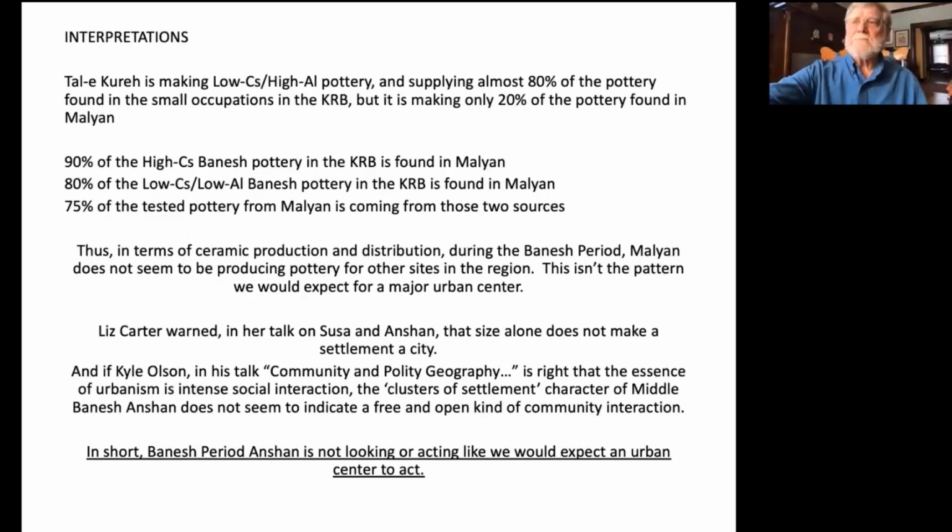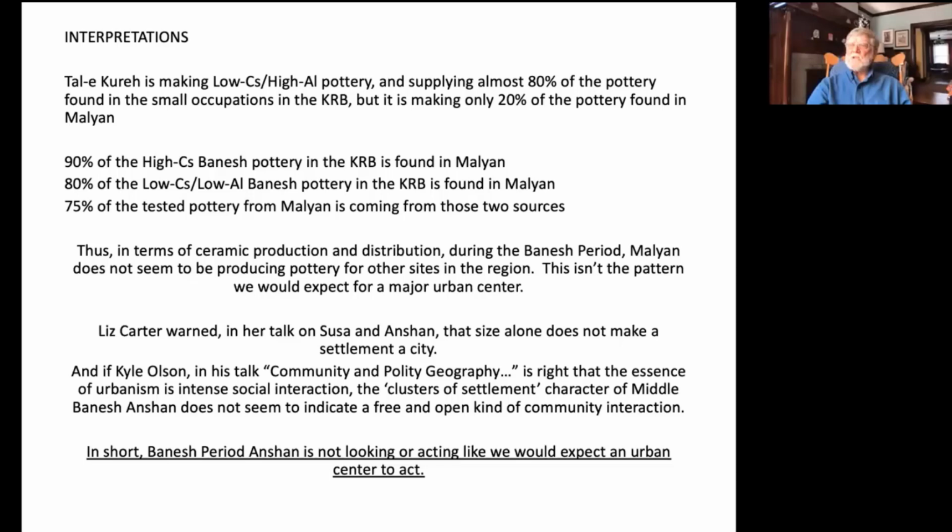So here are the interpretations. Tol-e Malian is, and some of the percentages. The focus here is that this is not the pattern we would expect for a major urban center. So Liz Carter said in her talk on Ancient Anshan, size alone does not make a settlement a city. Banesh era Malian is big, but it's not acting like a city, at least in terms of the ceramic economy.